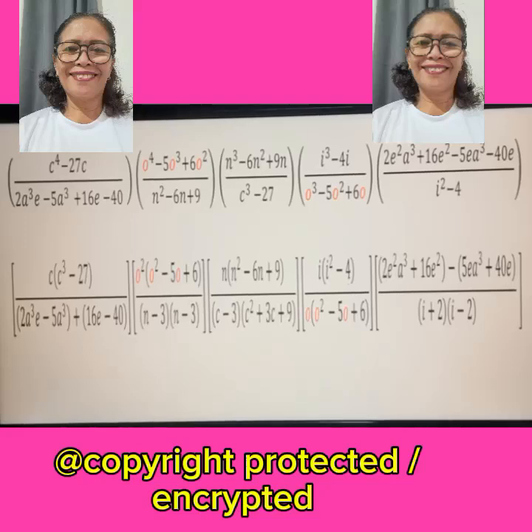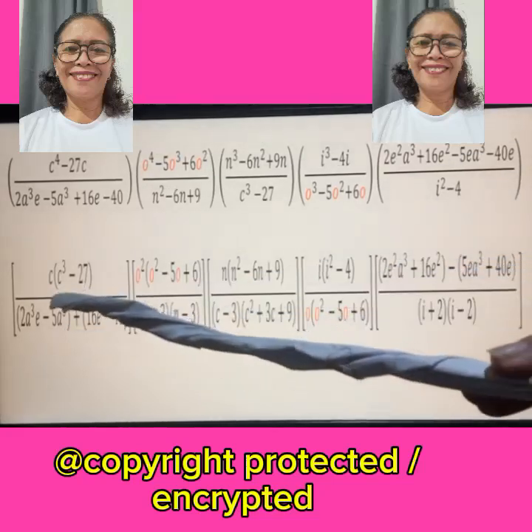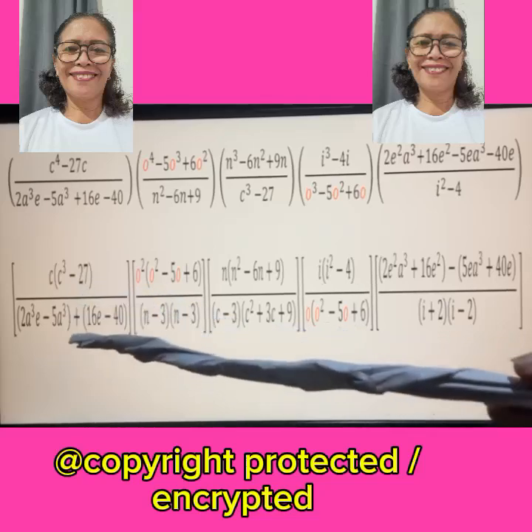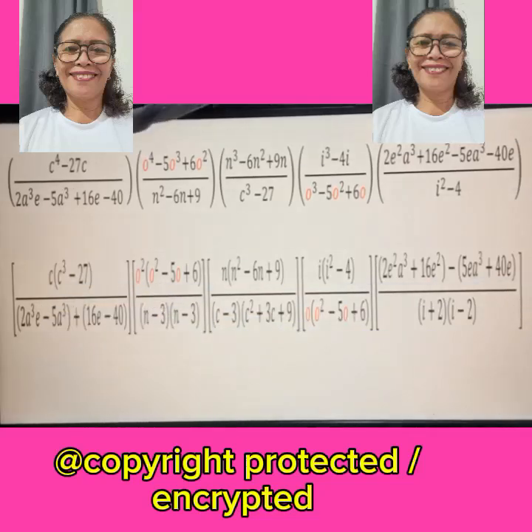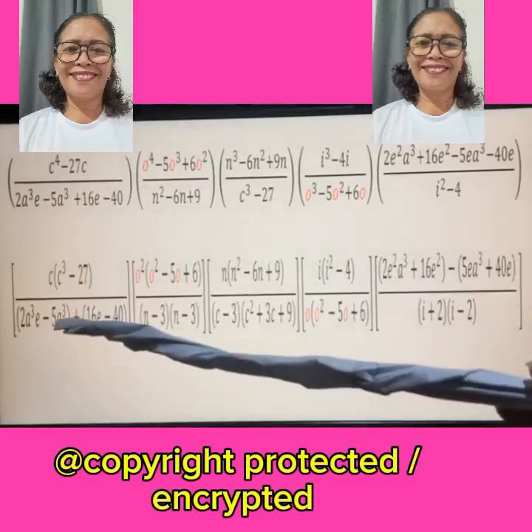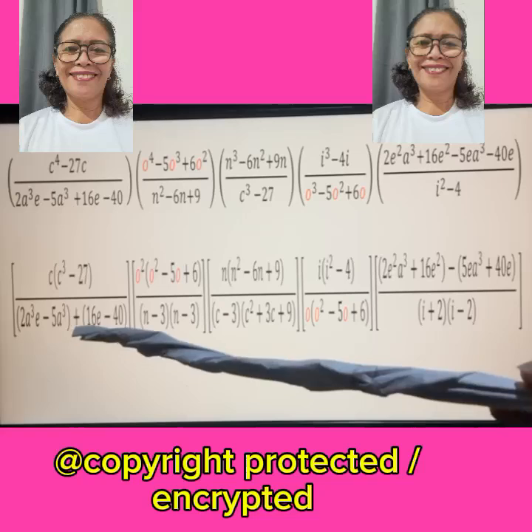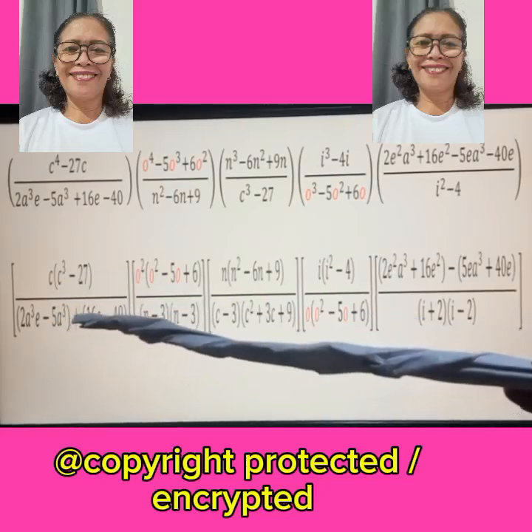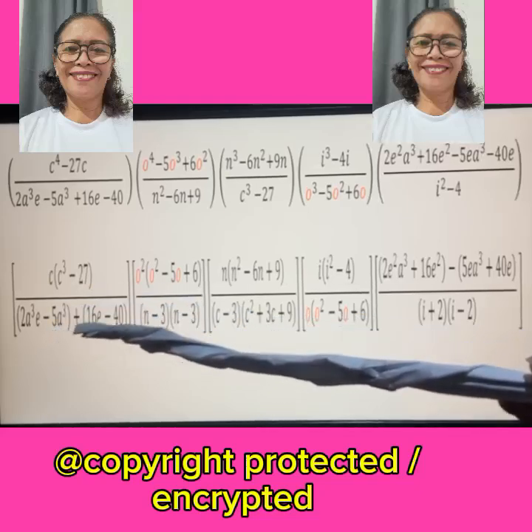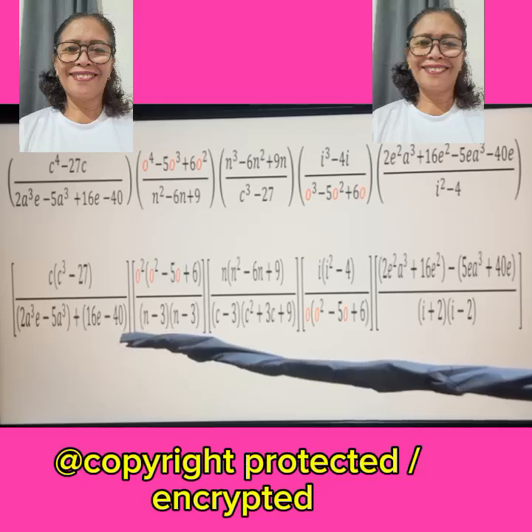Then next, so using the rational expressions, I used a greatest common factor here. The common is C, so the result we have C times C cubed minus 27. Then, since the denominator is composed of 4 terms, ginagamitan ko ito ng grouping techniques. A cubed E minus 5A cubed, that is the first group, plus the second group, 16E minus 40.